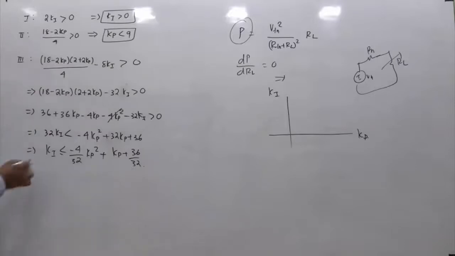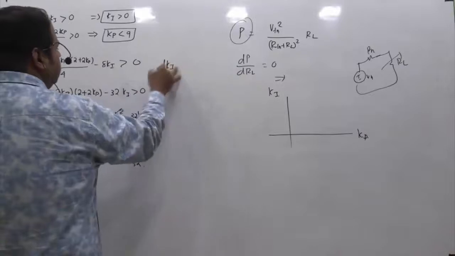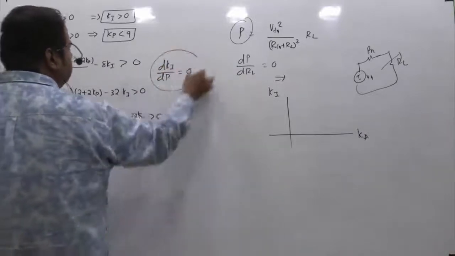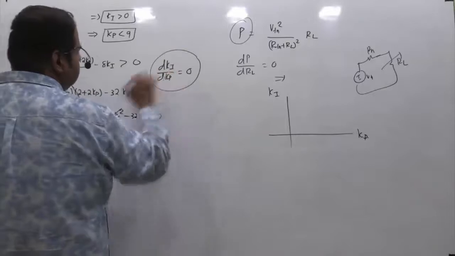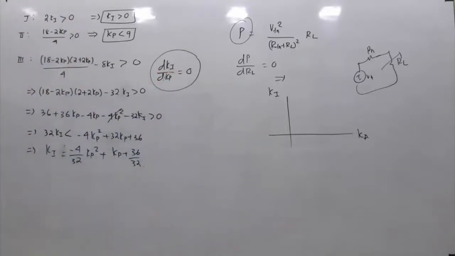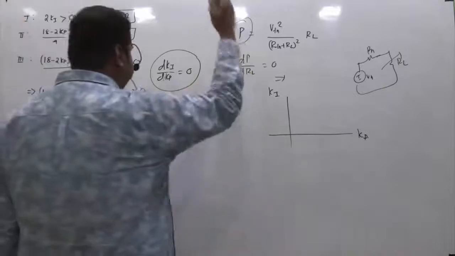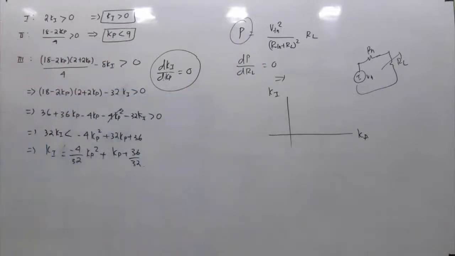Now you differentiate this Ki with respect to Kp. This is actually less than, but to get the corresponding boundary value you should make it equal to. So now if I try to get dki by dkp equal to 0, what do you get? You will get, like, for what value of Kp Ki takes its maximum value, like here for what value of RL P takes its maximum value. So here we are interested to find for what value of Kp Ki takes its maximum value, so you should do dki by dkp.